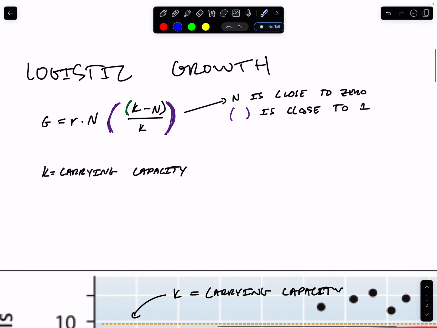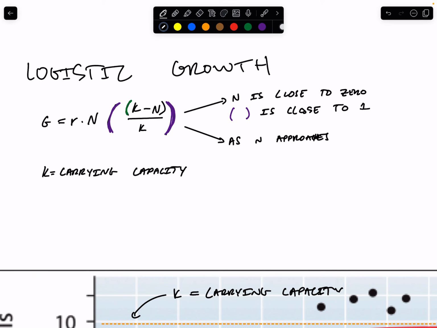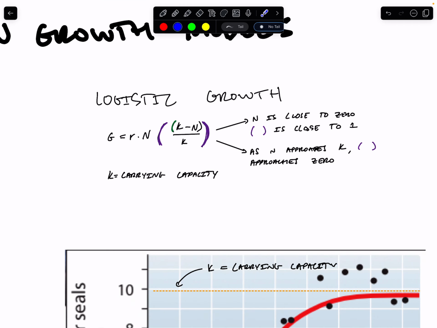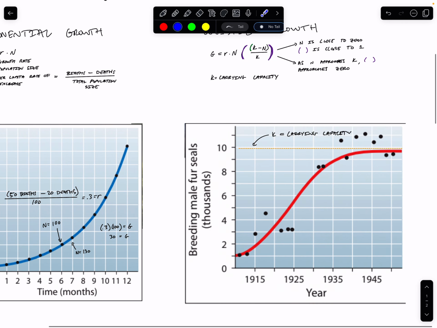As N gets larger and larger, as N approaches K, so as the population size gets closer and closer to the value of K, this whole term approaches zero. And when this whole term approaches zero, then the growth rate also approaches zero. So you can see here, as the population size approaches the carrying capacity, the population levels off. It stops growing altogether.